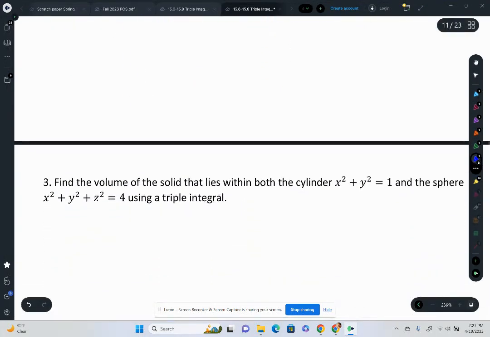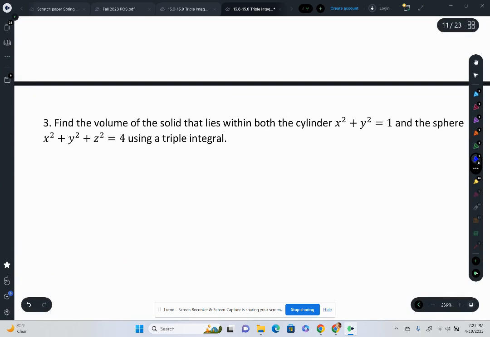Okay. The next example, we're asked to find the volume of the solid that lies within both the cylinder and the sphere using a triple integral. So the very first thing we have to remember is something that was talked about in 15.6. If we want the volume of a solid, the volume with the triple integral is just going to be the triple integral over E of 1 dV. Okay? The integrand is always 1 if we're calculating volumes with a triple integral. So our job is made a little bit simpler since the integrand is just 1.